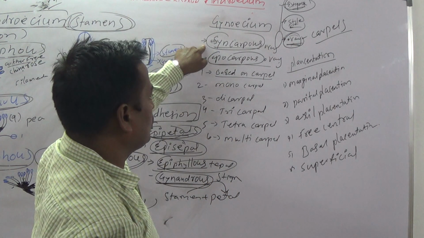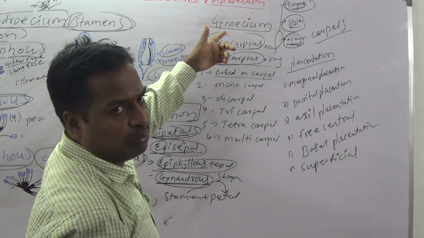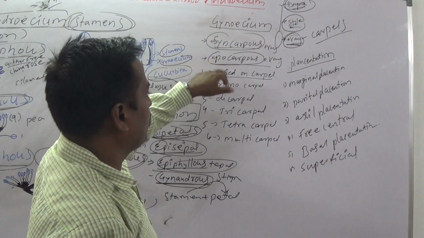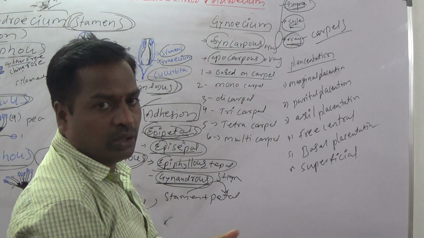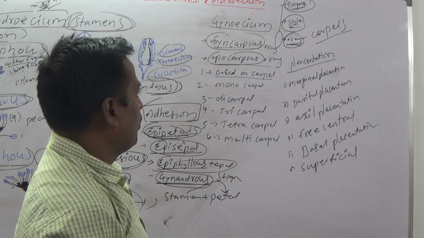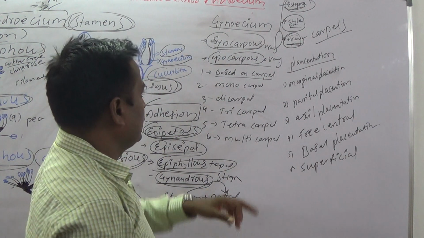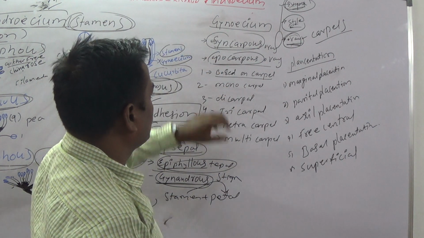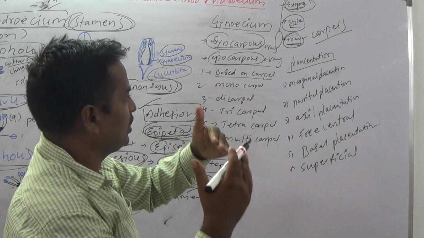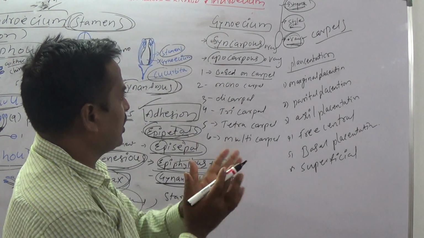So you know the examples. Syncarpous examples are tomato, brinjal. Apocarpous, best examples are Annona or rose, Michelia, lily. Apocarpous ovaries. Syncarpous is nothing but carpels are united. Apocarpous is nothing but carpels are free.